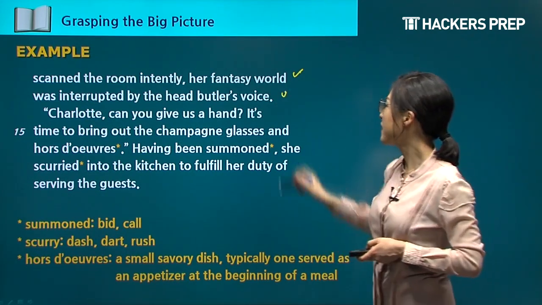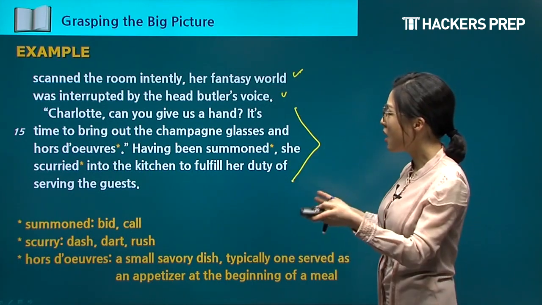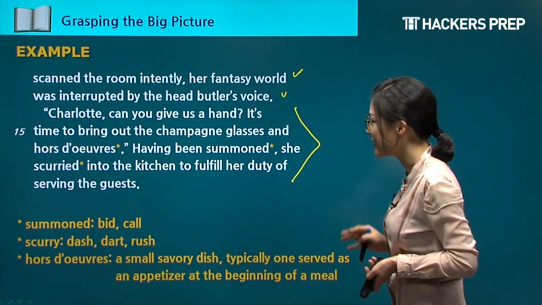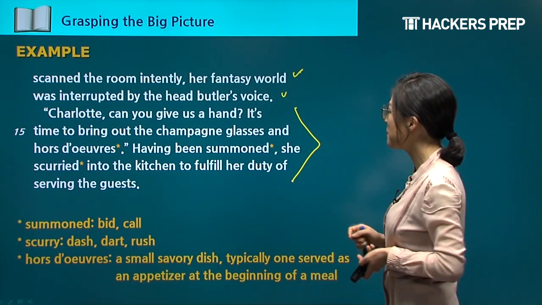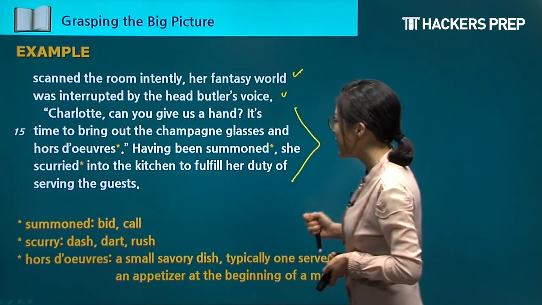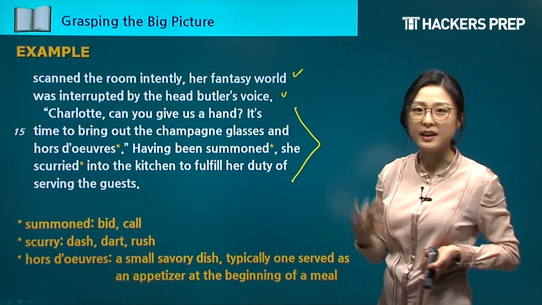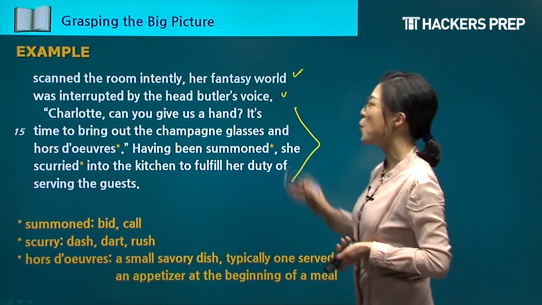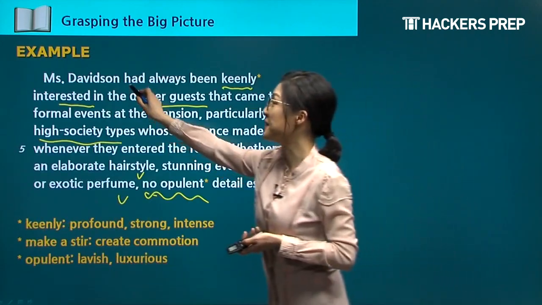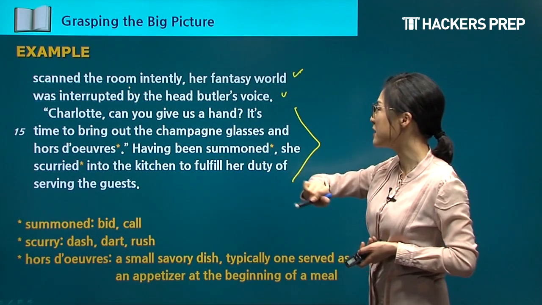All right, so now we're going to that last paragraph. So what is the main idea here? So Charlotte, can you give us a hint? It's time to bring out the champagne glasses and the hors d'oeuvre. Having been summoned, she scurried into the kitchen to fulfill her duty of serving the guests. All right, so what do we learn about Charlotte? So Charlotte actually is Miss Davison, right? So what do we learn about Miss Davison here?